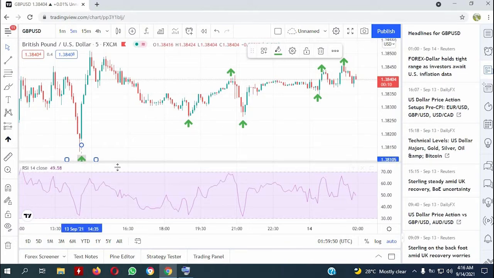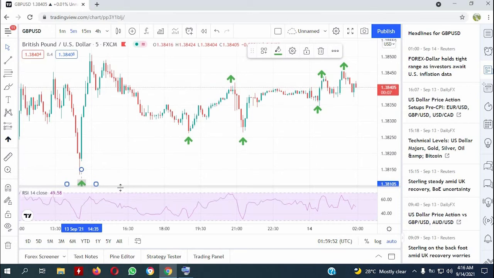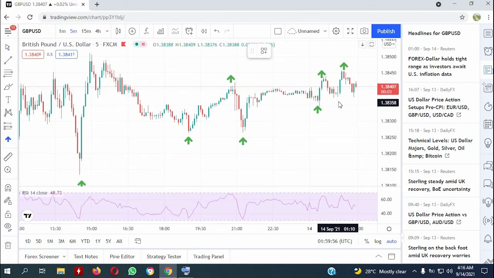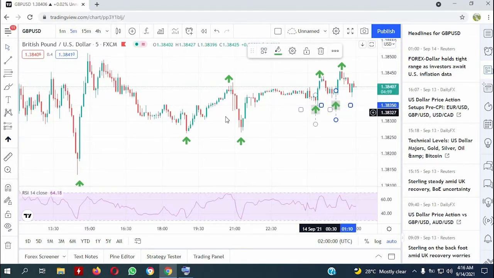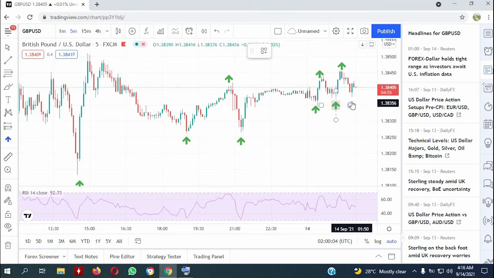Right now, I'm going to do my analysis. Currently, I am on the 5-minute Great Britain Pound US dollar. Right here, you have a lower low. Sorry, you have a lower high.